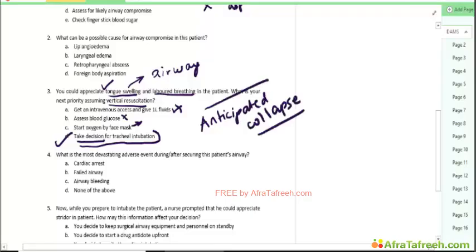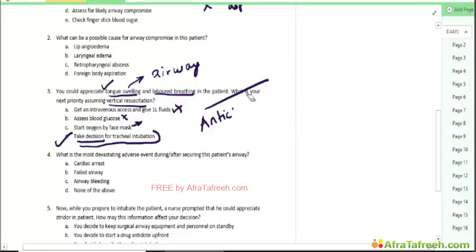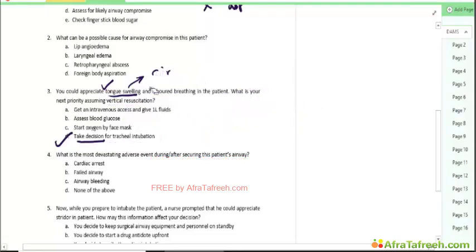As we'll see further in one of the questions, if the patient is going to have an expected poor course of airway compromise or otherwise, this becomes an indication for securing the airway upfront rather than waiting for the airway to collapse and then going for a surgical airway. So taking the decision for tracheal intubation will be the next step.